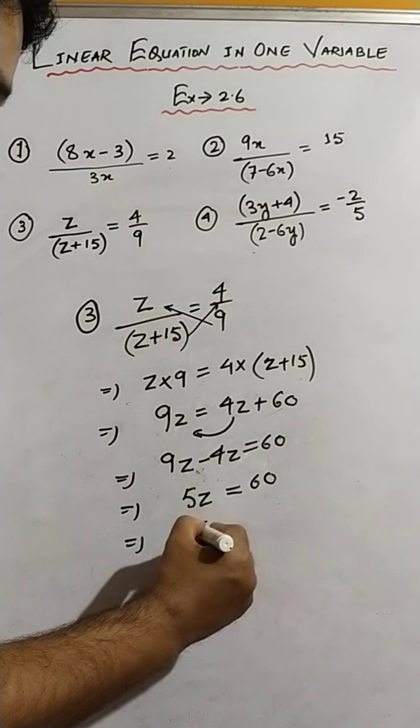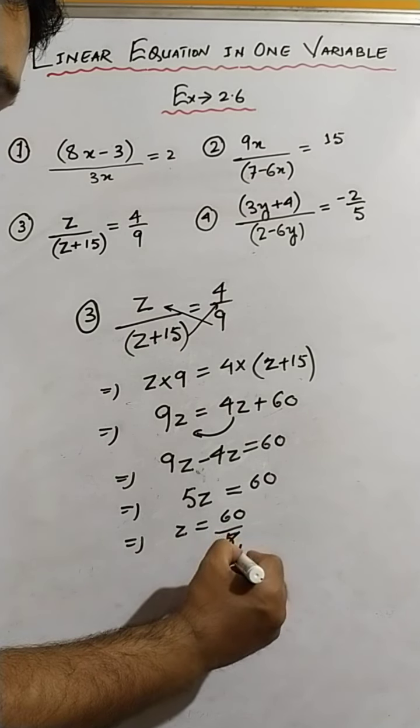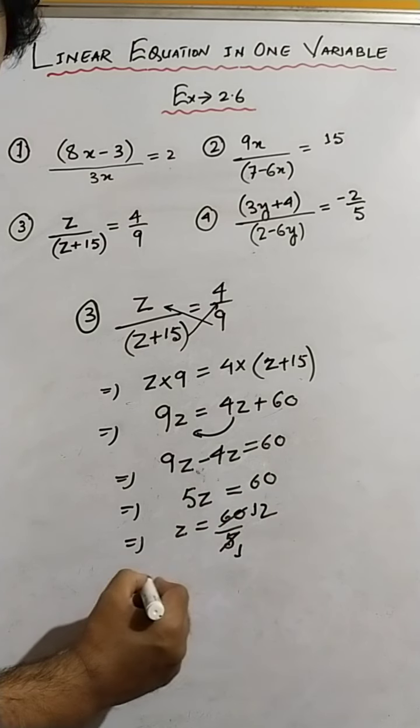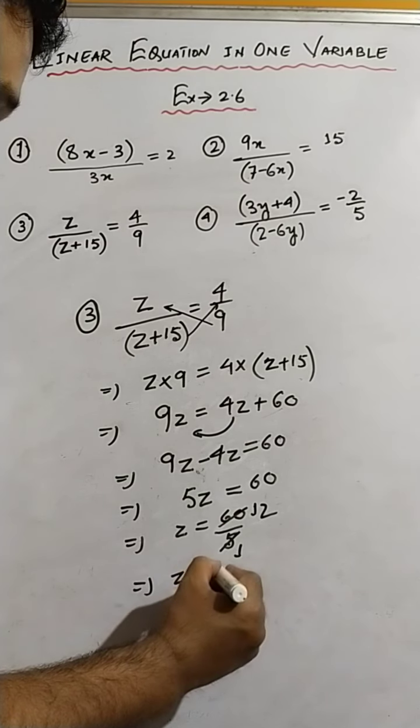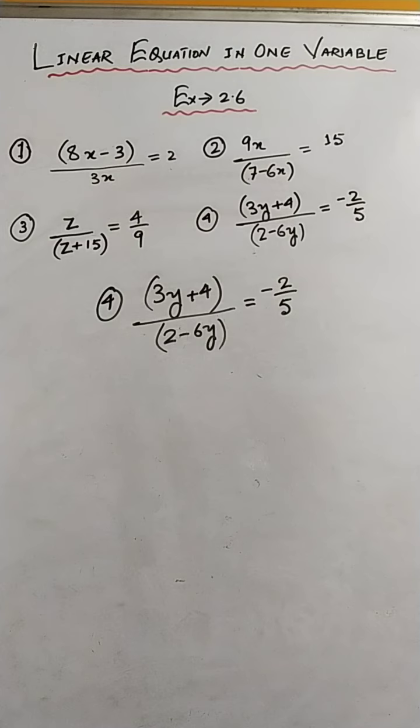Now z would be equals to 60 by 5, and then we'll reduce this. 5 ones are 5, 5 12s are 60. So z would be equals to 12. So this is the solution of sum number 3, students. Now let's move on to sum number 4. This is question number 4, students.